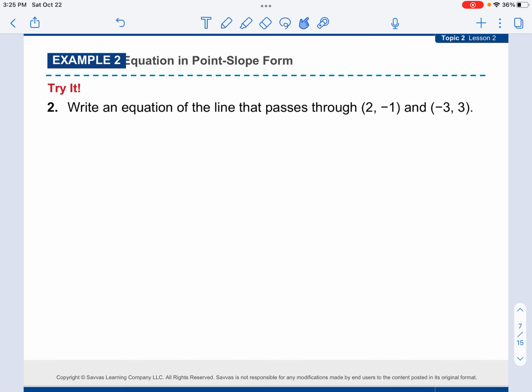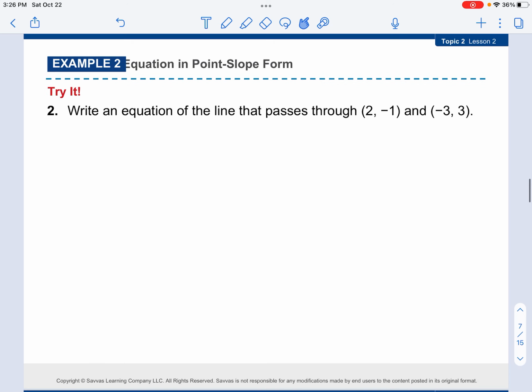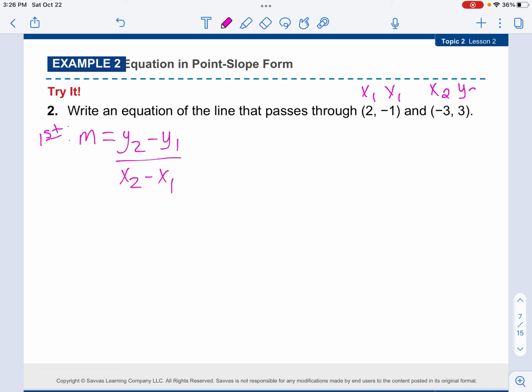Now you're going to pause the video and try to write the equation of the line passing through these two pair of points on your own, and then unpause to check your solution. So again, the first thing we want to do is find the slope using the slope formula. We want to label our points. We want to plug those points into the slope formula.